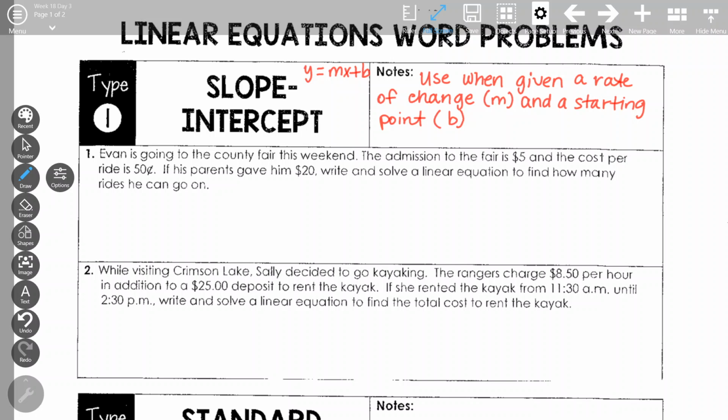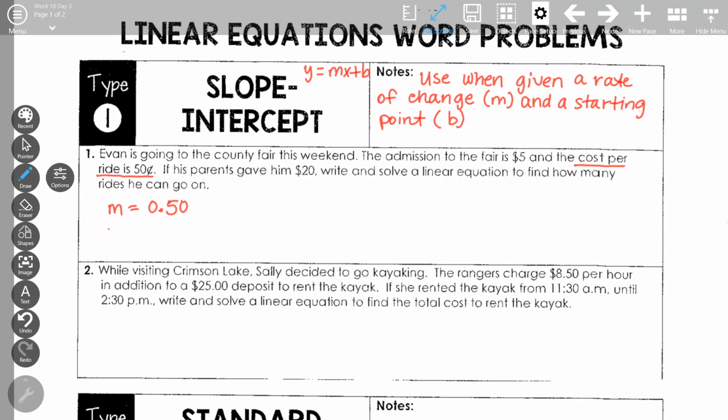Number 1, Evan is going to the county fair this weekend. The admission to the fair is $5 and the cost per ride is 50 cents. If his parents gave him $20, write and solve a linear equation to find how many rides he can go on. All right, so we need to first figure out the slope. Now remember, the slope is how much each ride costs. So it costs 50 cents per ride. We have to write 50 cents as a decimal, so it would be 0.50.